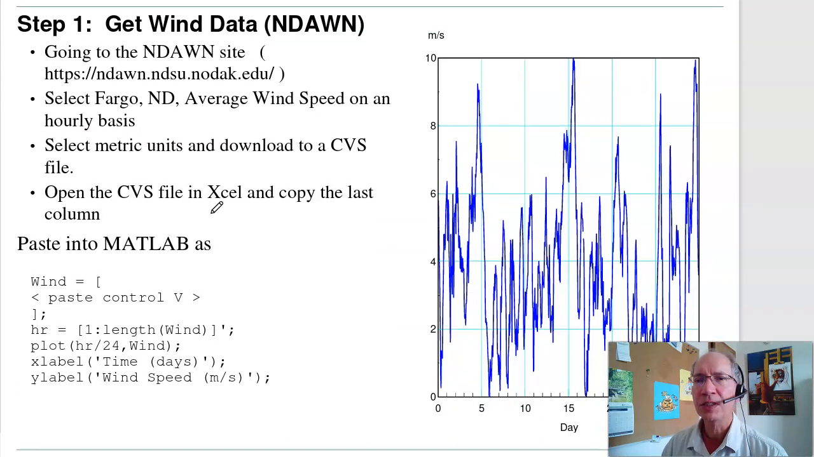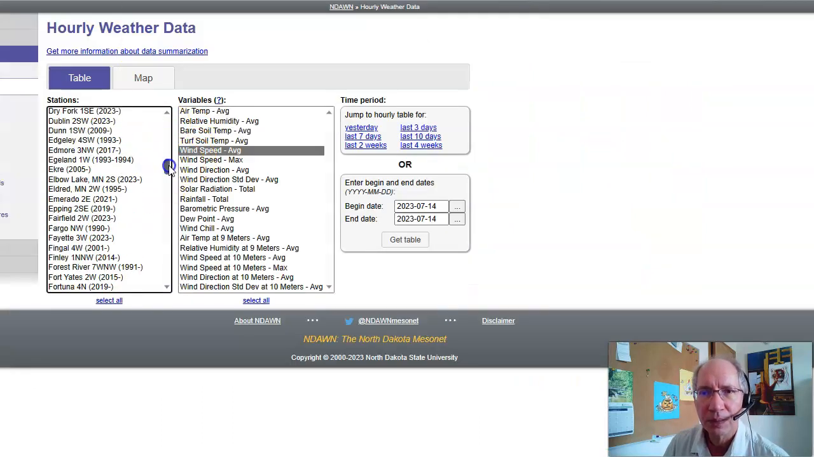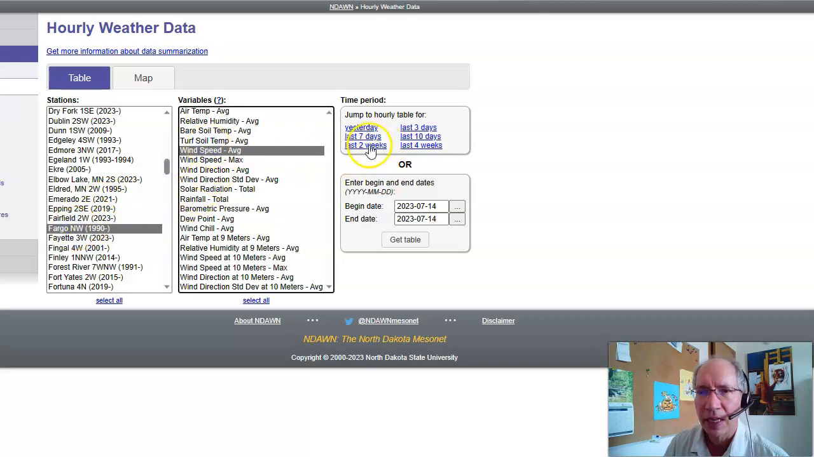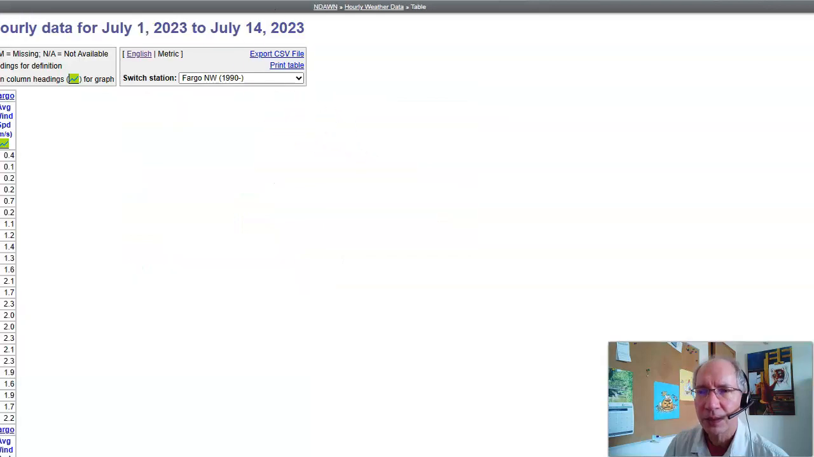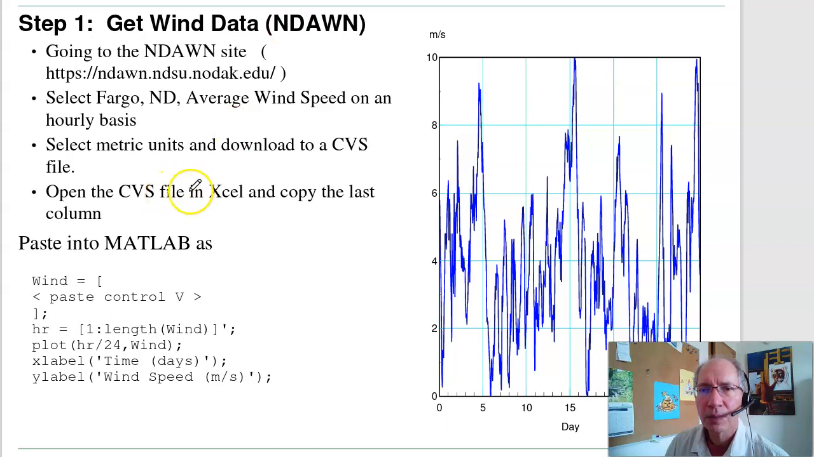Well, again, the first step is to get some data. If I go back to Enon, select Fargo, and average wind speed on an hourly basis, it's like over here, I can pick your favorite town, doing Fargo, wind speed average, and let's just do the last 2 weeks. Here's what the data looks like. If I export to a CSV file, I can copy and paste and put that into MATLAB. So in MATLAB, I'd say wind equals start of matrix, paste, end of matrix.